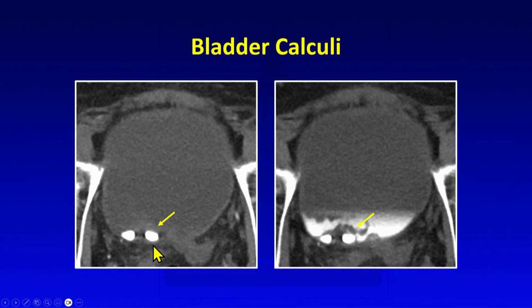Here's some example of some bladder calculi in which you can see these dense stones that are sitting in the bladder. And then on the delayed phase, you can see there's some contrast making it into the bladder, outlining some additional filling defects, which are some blood products that was why the patient presented.